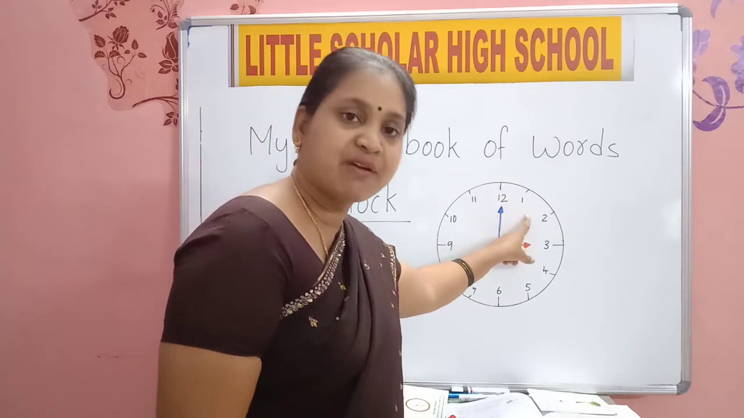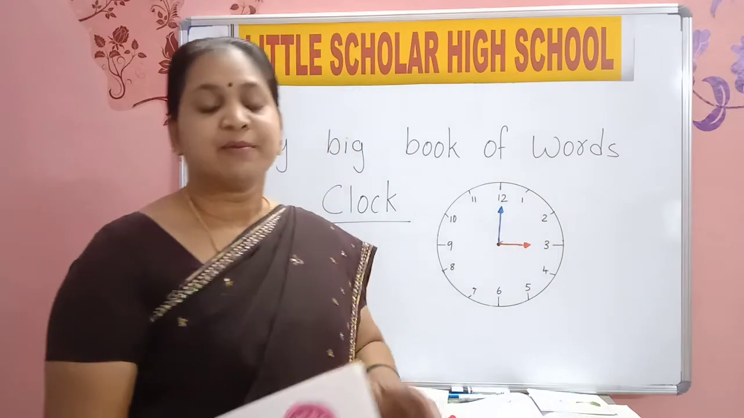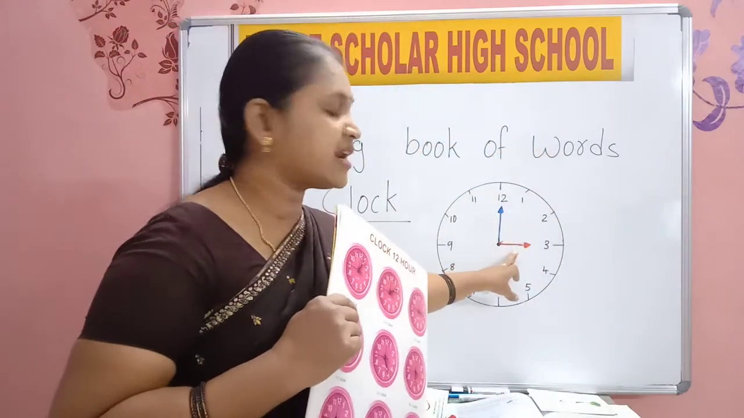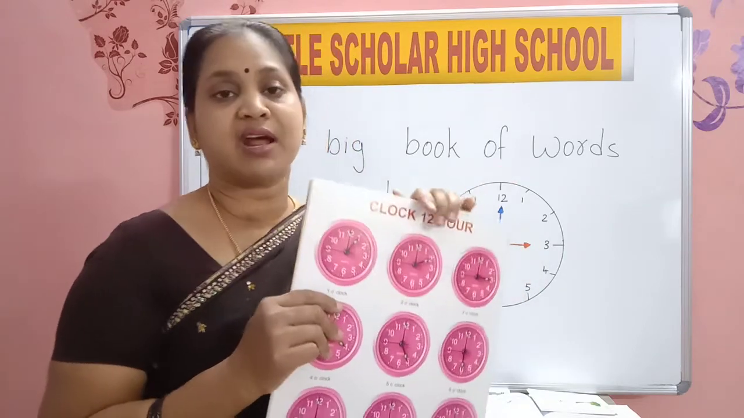Again it will start from 1, then 2, then 3. So to complete one full round, this hour hand moves from 1 to 12. 1 to 12, one round.